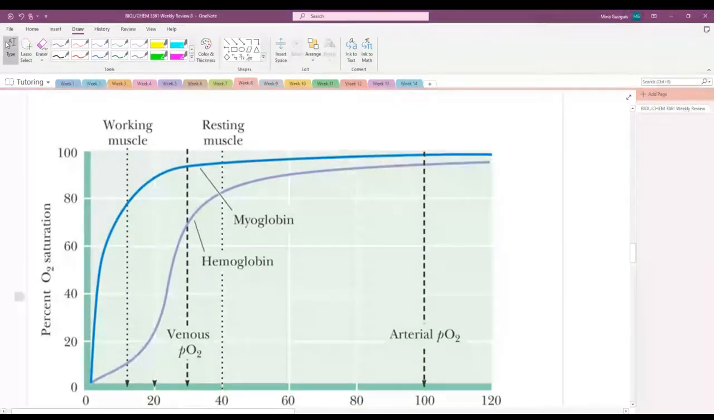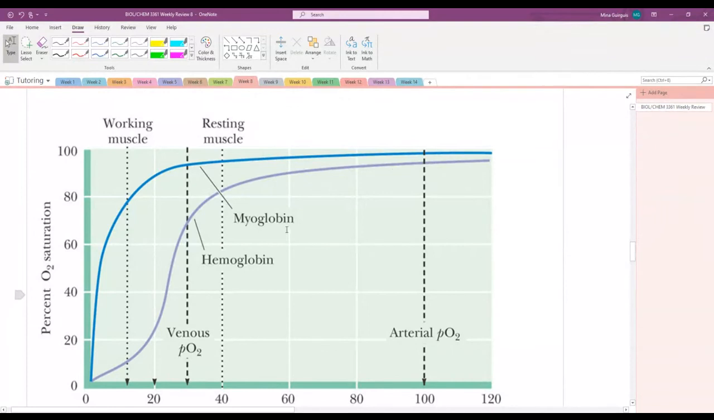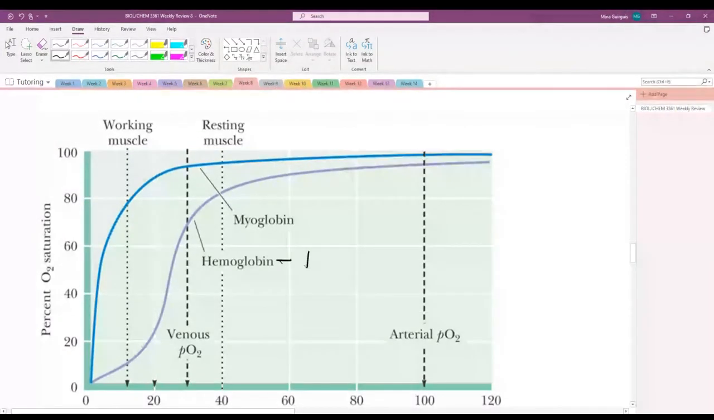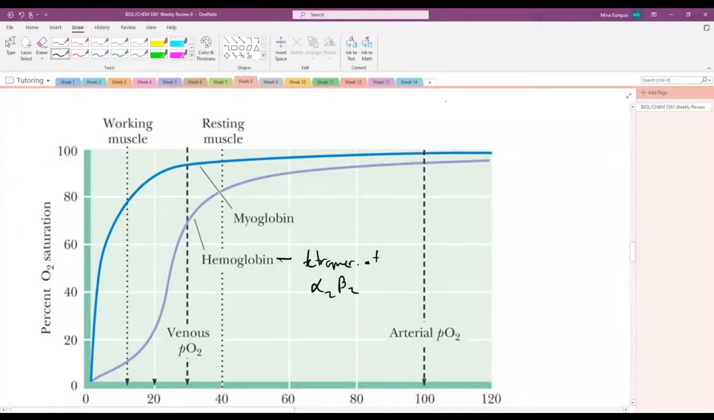So we have myoglobin and hemoglobin, and hemoglobin is what we're going to be talking about for most of the rest of this review. Before we get into hemoglobin, I want to start off by saying hemoglobin is a tetramer. Okay, so let's define each of these. Hemoglobin, tetramer of alpha 2, beta 2. So it's got 4 subunits, 2 alpha subunits, 2 beta subunits.